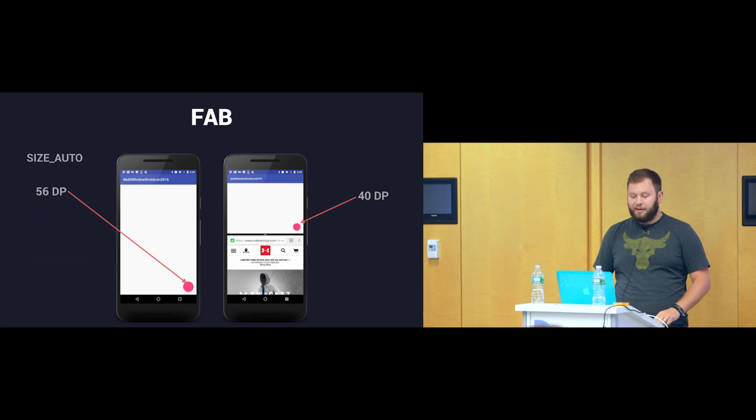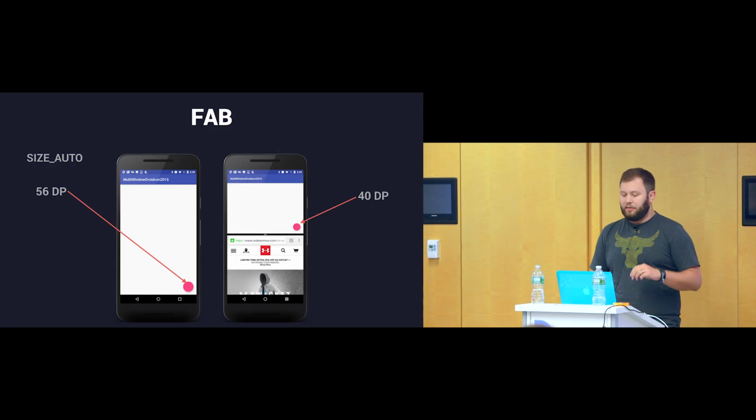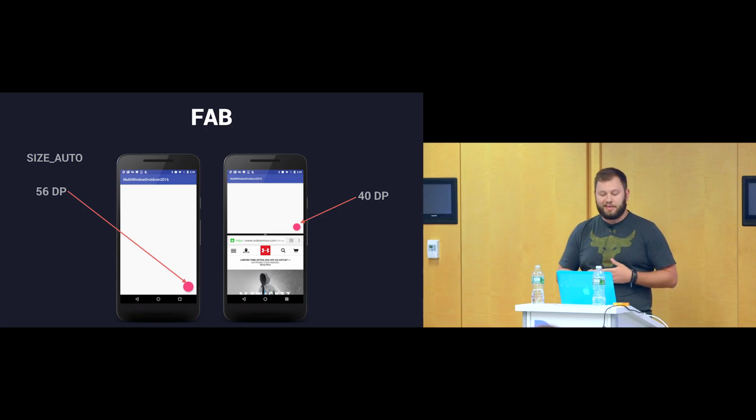The next is the FAB. So the FAB, once again, is another one of those that almost everyone's using. The one I'm using currently in this example app is actually Google's. If most of you are using the ones that came out third party before Google released their own, they may not have the same symptoms. But the FAB from Google has three different sizes. You can have mini, normal, and size auto.